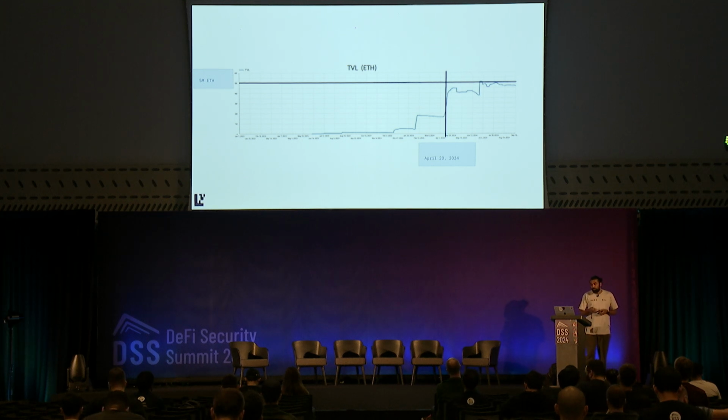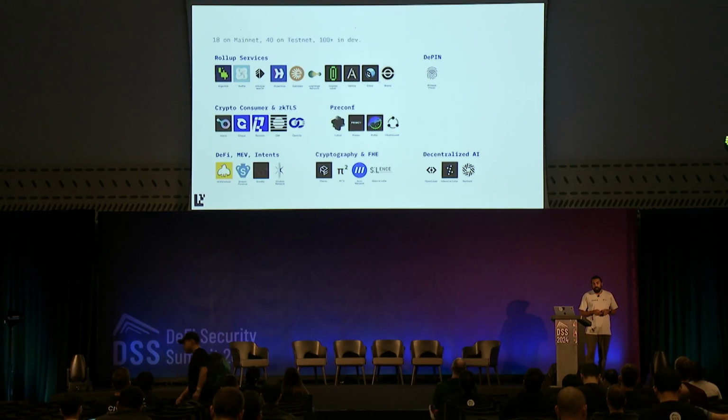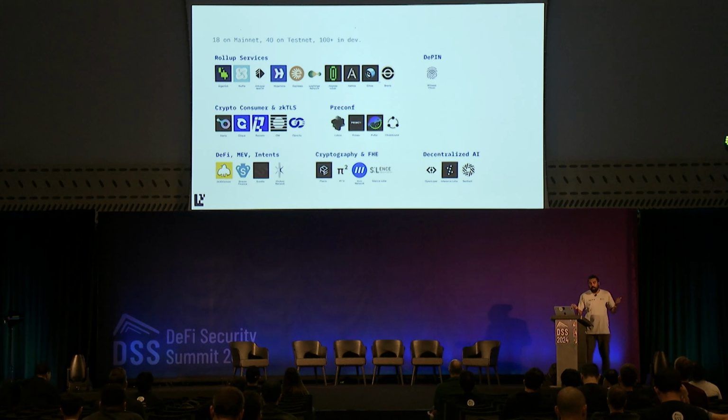So we have experienced good TVL growth. And these are some of the operators with different capabilities that are currently on EigenLayer. So if you have a prover network, you can pick the operators with GPUs. If you are running a TEE network, you can pick the operators with those capabilities. And yeah, this category just keeps growing, right? This is just a screen cap of what we have right now. And we have about 18 of those on mainnet, 40 on testnet, and 100 plus in development right now.